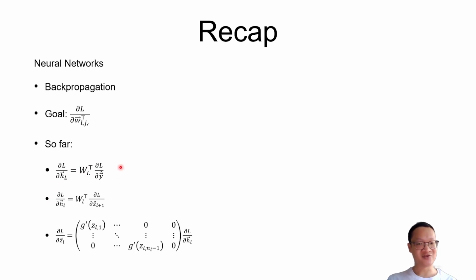We can actually apply this generally to look at the partial derivative of L with respect to any of the hidden layers. So it turns out that that's going to always be W_L transpose times partial L partial Z_{L+1}, where Z is just the pre-activations at the next layer, so layer L plus 1. And finally, we had a general expression for partial L partial Z_L, the partial derivatives with respect to the pre-activations, and that turned out to be this expression.